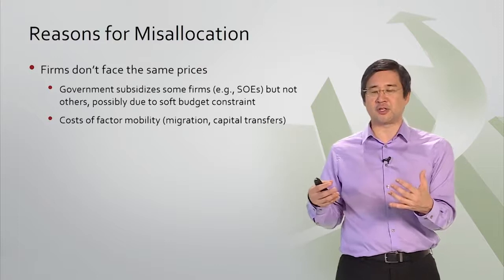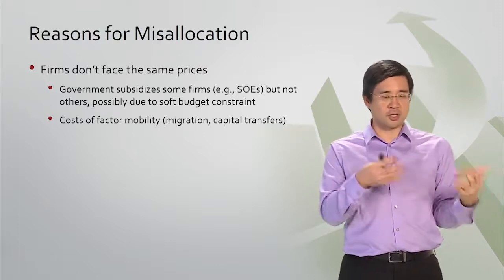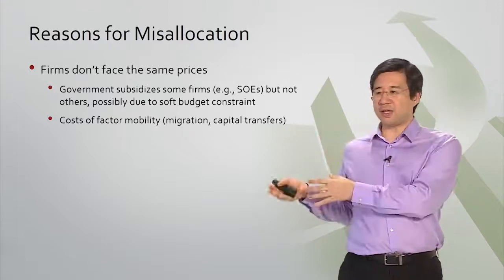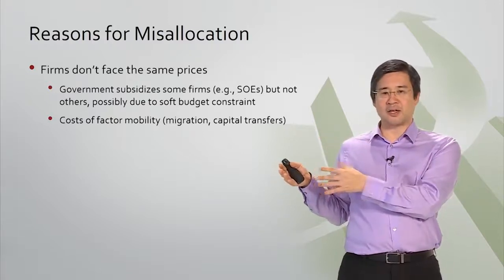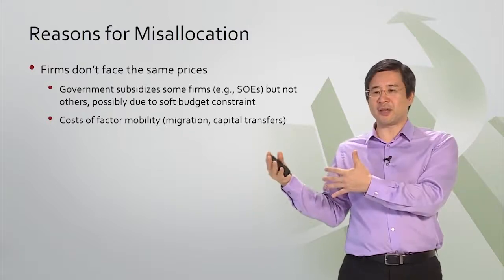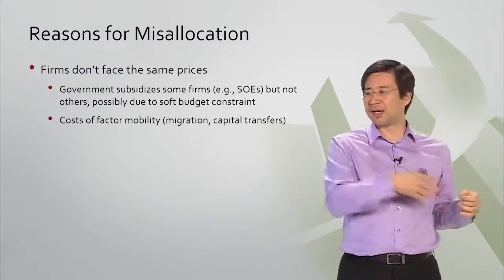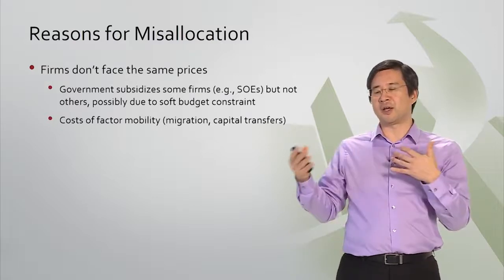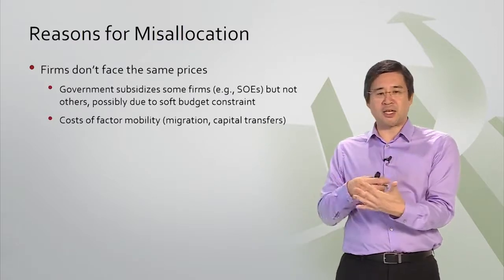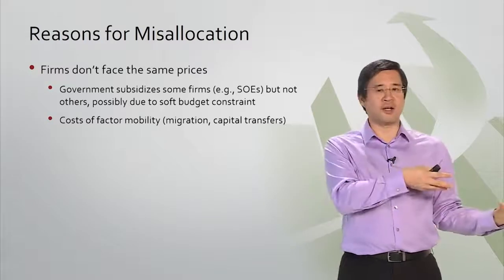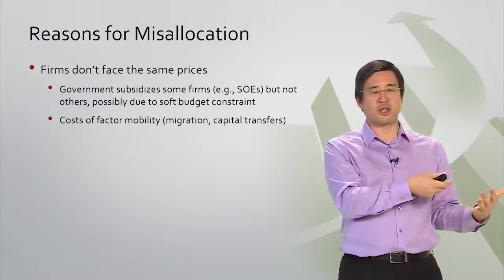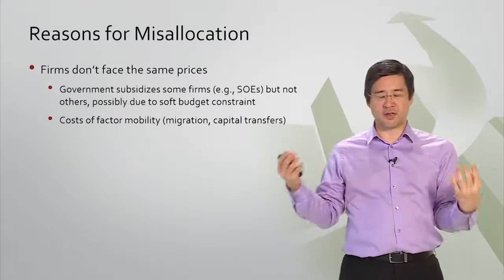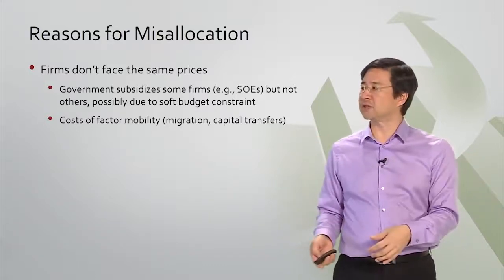So for instance, for migration, to get a worker to move from province A to province B, it might be the case that there's a cost of moving that person. He has to actually buy a train ticket, set up a new place to live, etc. And he also may need to be compensated for leaving behind his friends and relatives. So there's going to be a wage gap that then occurs in the different regions.